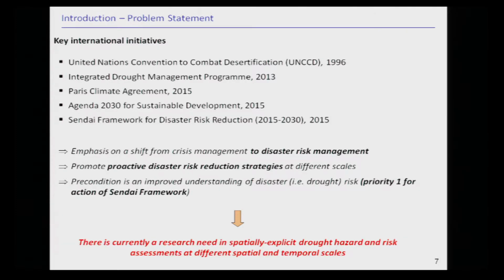Well, for this we have to know the spatial patterns of occurrence as well as the characteristics of drought. So there is currently a research need in spatially explicit drought hazard as well as drought risk assessment at different spatial and temporal scales.